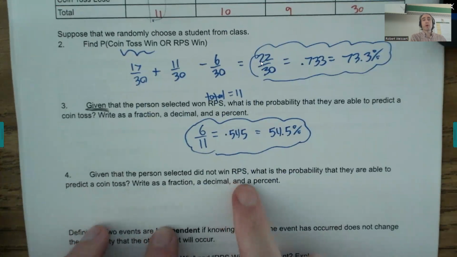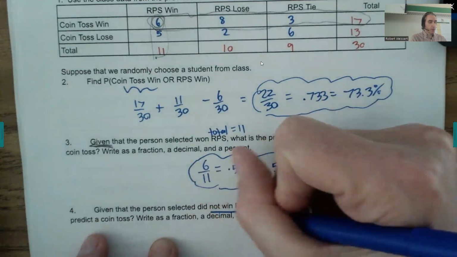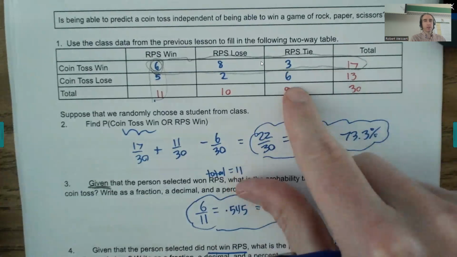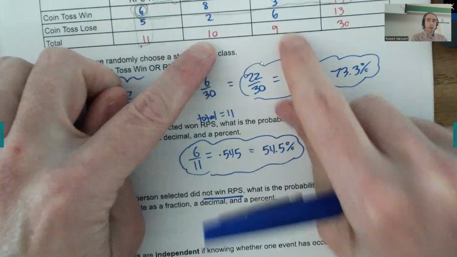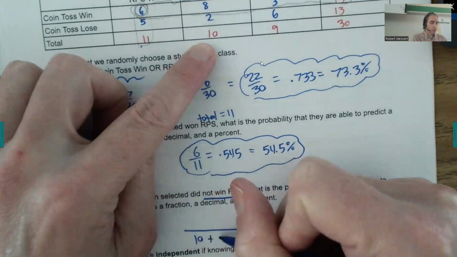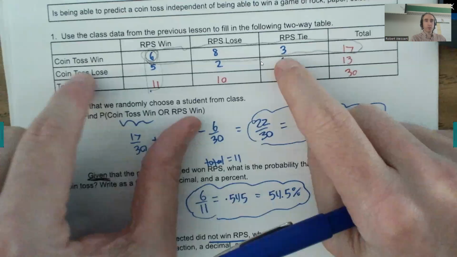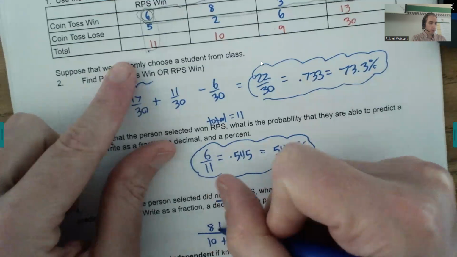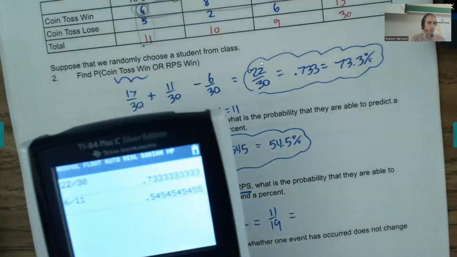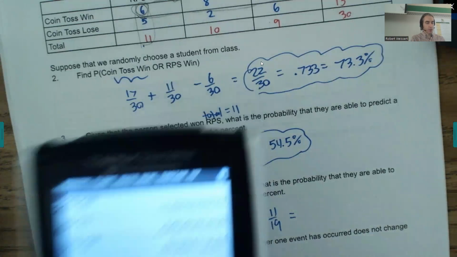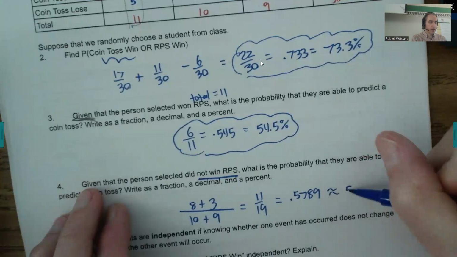Given the person selected did not win rock, paper, scissors, what's the probability that they're able to predict a coin toss? Well, not winning rock, paper, scissors is either losing or tying. Both of those are not winning. So really it's out of those not winners, we have 10 and 9, that's going to be 19. So that denominator is going to be 10 plus 9, which is 19. And the numerator is going to be just out of those that won the coin toss. So we're looking at the coin toss wins 8 and 3 in that scenario. Now that's going to be 11 out of 19, which comes out to be about 57.89%, so 0.5789. And I'm going to round that to about 57.9%.